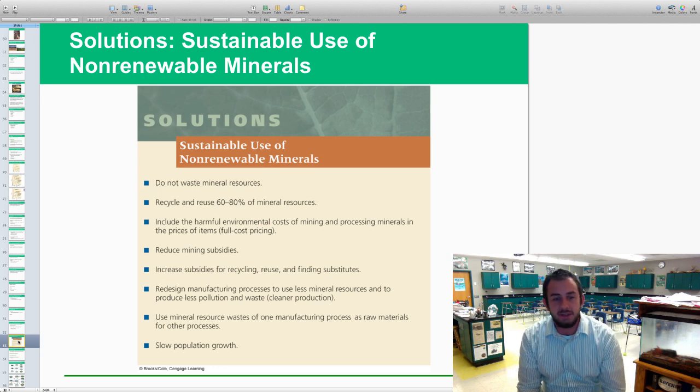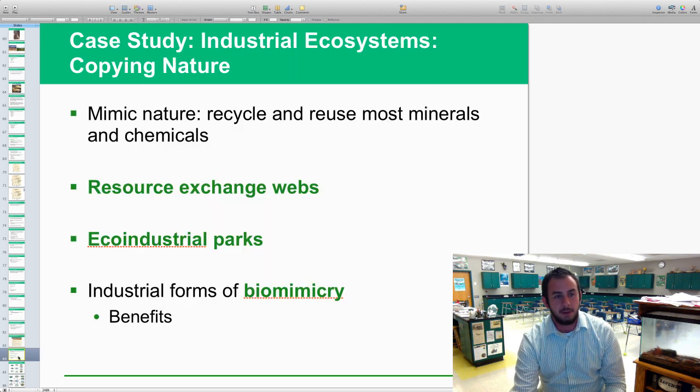Use mineral resource waste of one manufacturing process as the raw material for another process. It's kind of how nature works, right? Nature recycles everything. We use the waste of one for the reactants or resources for another. That's really what we should be doing too. And slowing population growth, kind of a lofty goal, but the fewer people you have in a population, the fewer resources they're going to use.